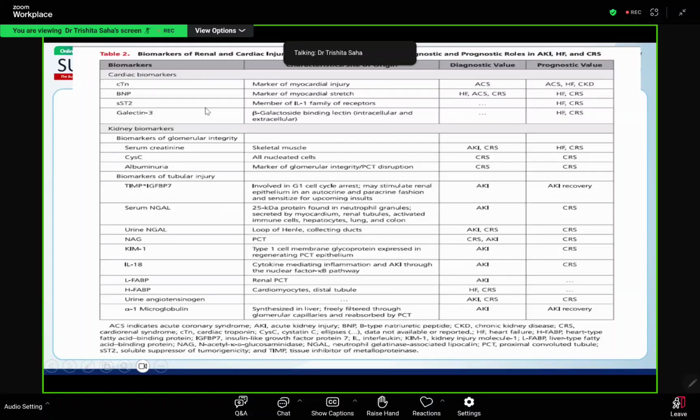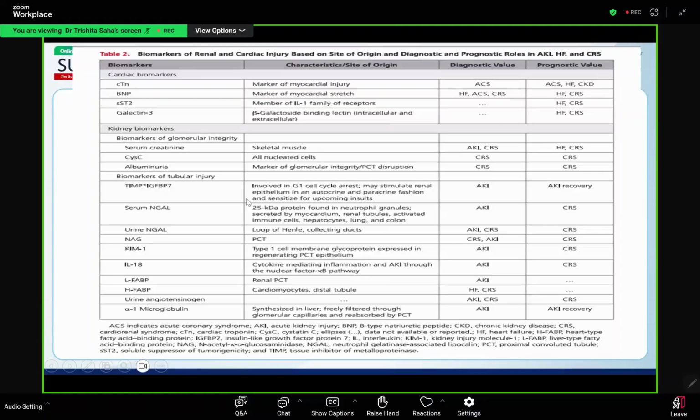This table is very difficult to remember, I know, but you have to write about the important biomarkers, the BMP. Then troponins you have to write, which is the important identification and what is the prognostic value, and the important kidney biomarkers: serum creatinine and cystatin C, albuminuria, and the novel biomarkers.